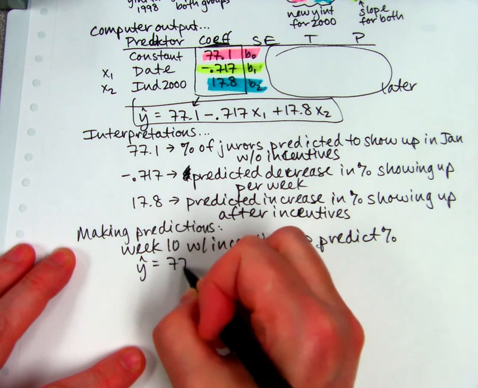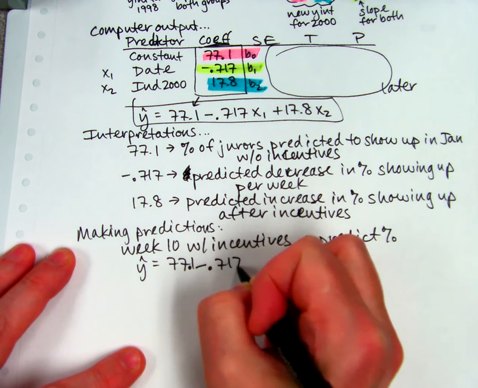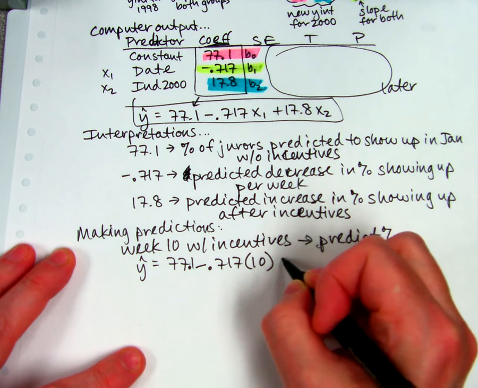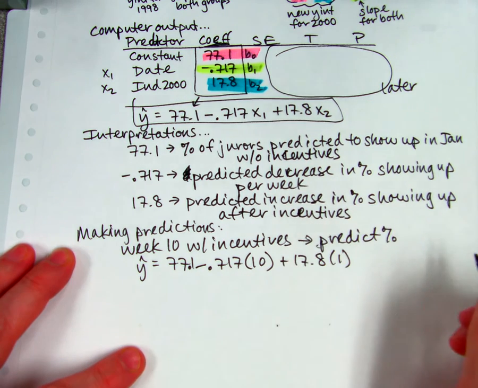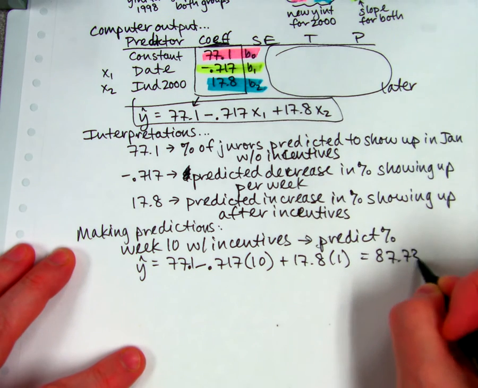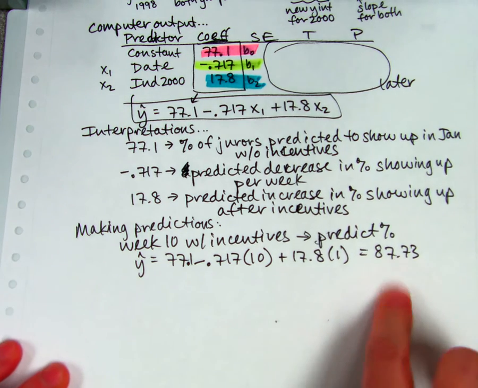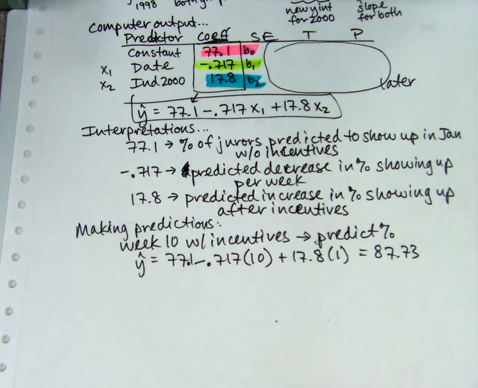You would take the 77.1 minus the 0.717 times week 10 plus the 17.8 because we have incentives, so we would plug in a 1 there, and that comes out to be 87.73%. So I predict week 10 with incentives would be this much. Without incentives, I would leave that off and just do this piece, and that would be my prediction.